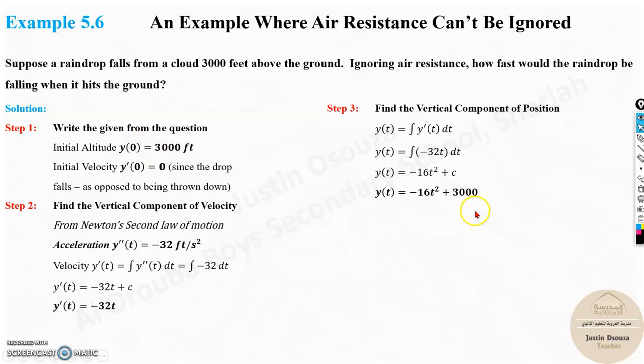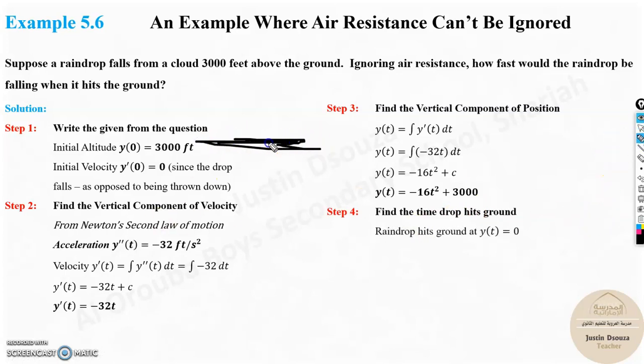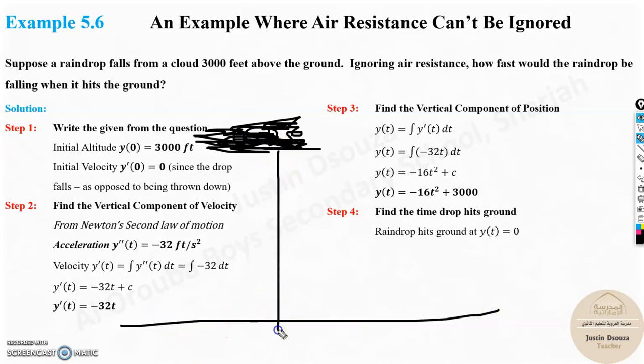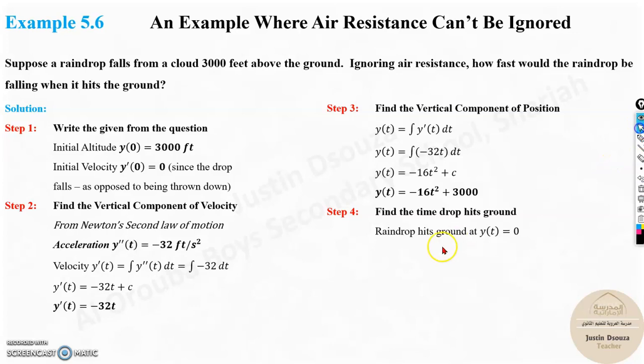Okay, what next? Now find the time when it hits the ground. That means, see, it starts at 3000, right? The raindrop starts somewhere in this cloud. That is a very weird looking cloud, but just for understanding's sake. The ground is over here. The height difference is 3000. As it comes down, the value of y keeps reducing and it reaches 0. So we need to find when y of t is equal to 0, to know when it hits the ground. So let's see, when y of t is equal to 0, solve for the time for this equation.